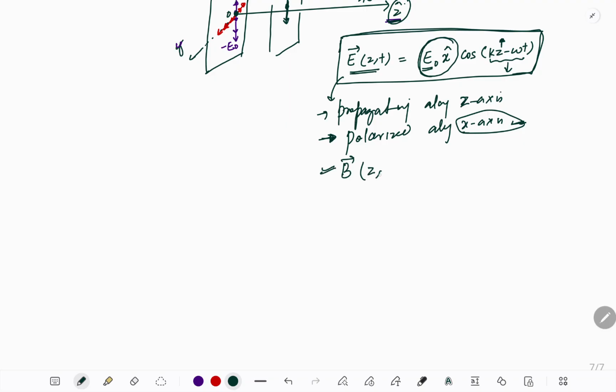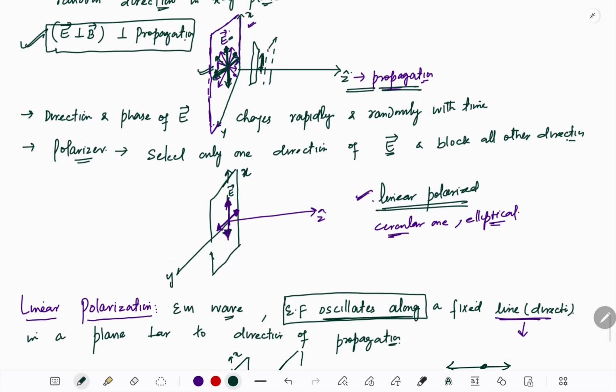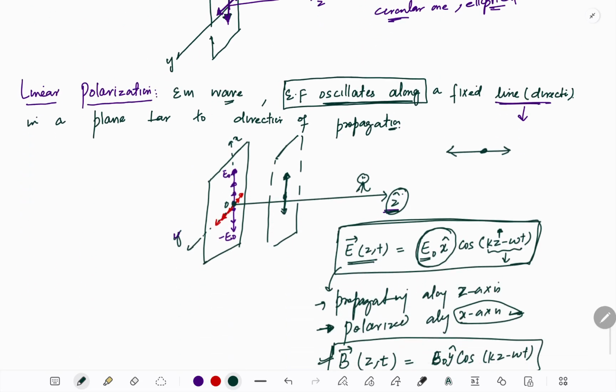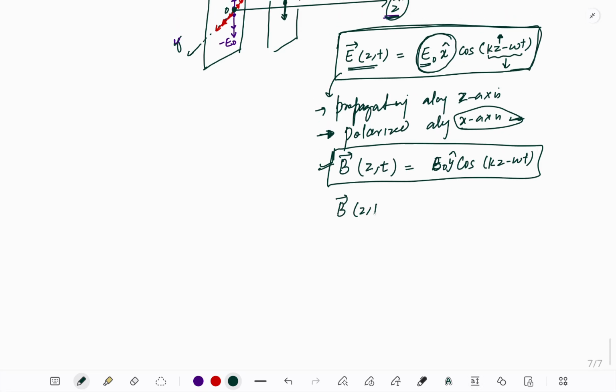It's a wave propagating along the z direction, and the magnetic field would be B naught, or E naught by c, and it would be cos of kz minus omega t, in the y cap direction, because it has no other option than to oscillate along y cap. It has to oscillate along y cap in order to follow this condition. It has to be followed always. You can write this B as E naught by c y cap, cos of kz minus omega t, or plus phi. There is no problem in writing phi, the initial phase.